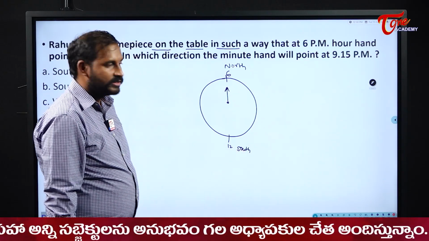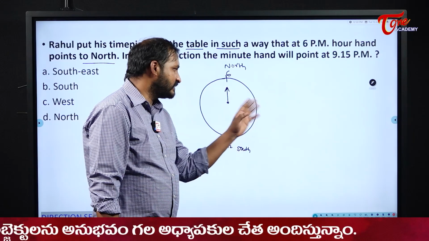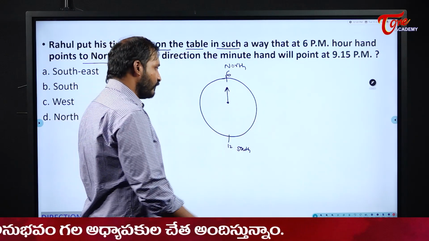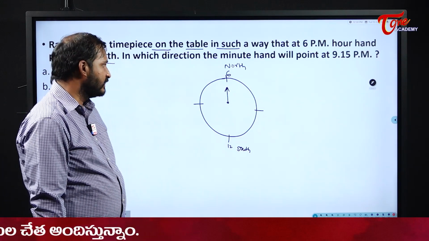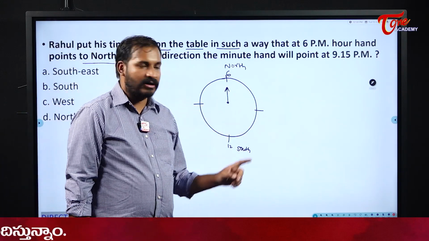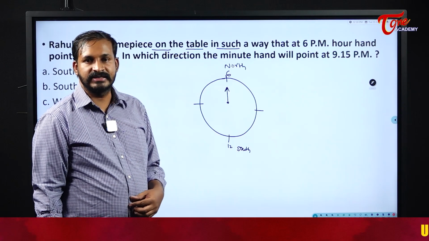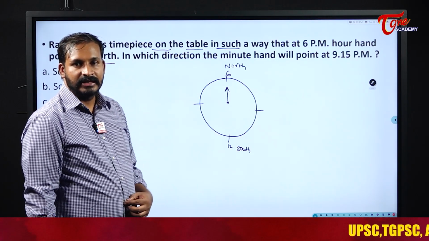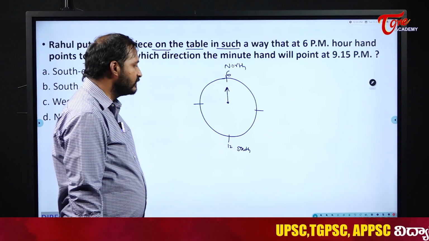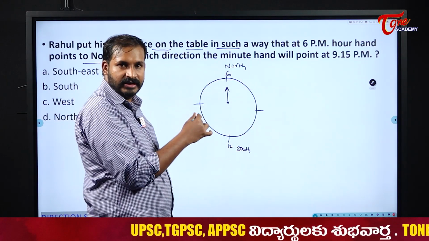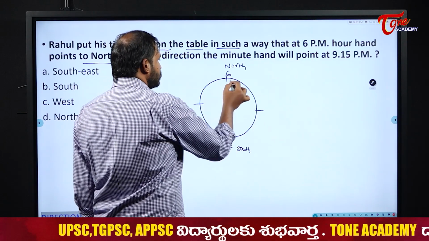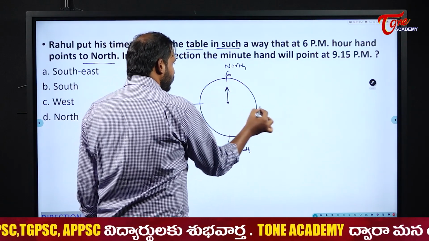12 will face south. Now tell me where I need to place 3 and 9. That is very, very important. Should I place 3 and 9 here or 9 and 3 here? Tell me, students, where I should place 3 and 9. So from here we should move in clockwise only, right? So clockwise, here I will have 3 and here I will have 9.